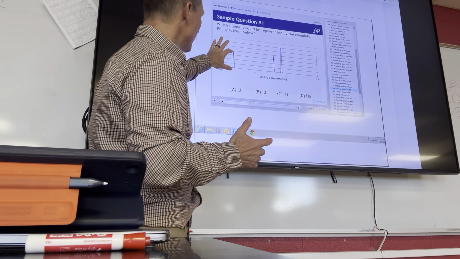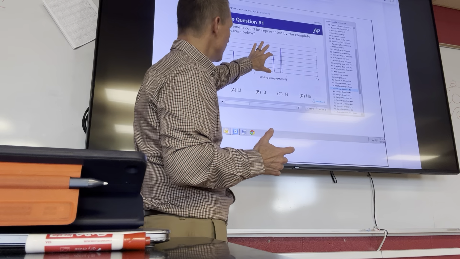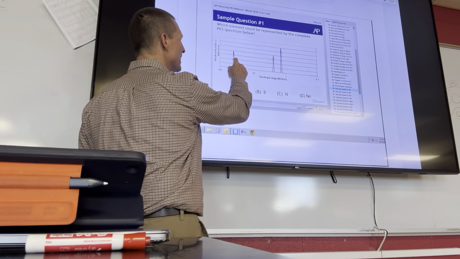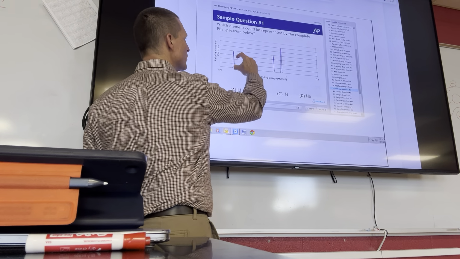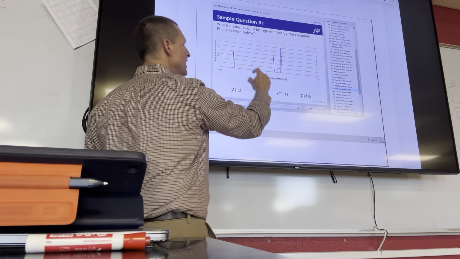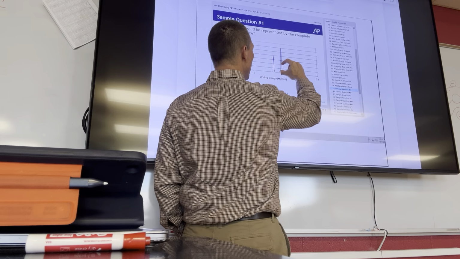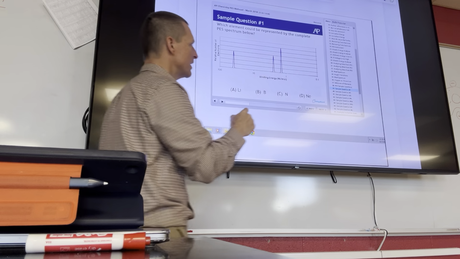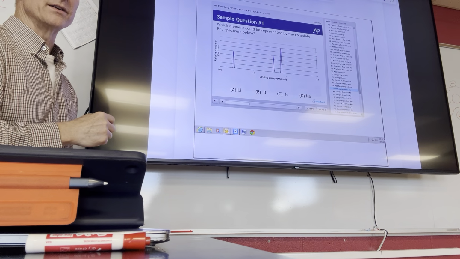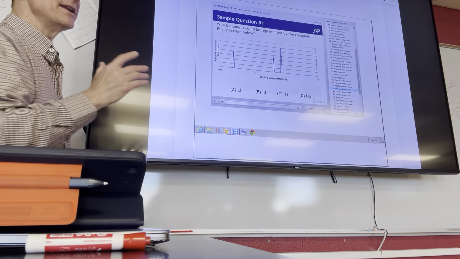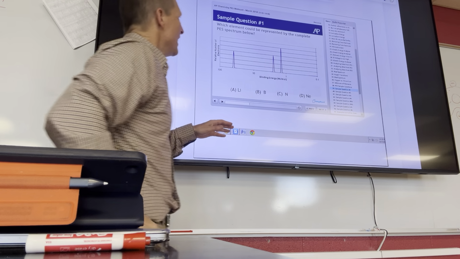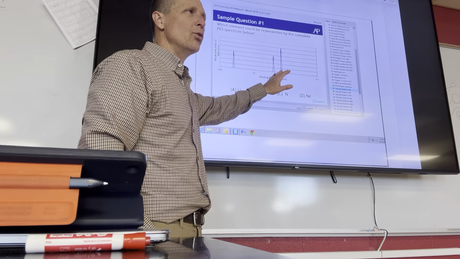We see the 1s are here, 1s2, 2s2, and then it looks like every 2 grid lines represents 1 electron. So there's an electron and there's an electron. So this 2s is 2 electrons. 2p, 1, 2, 3 electrons. That would be nitrogen.